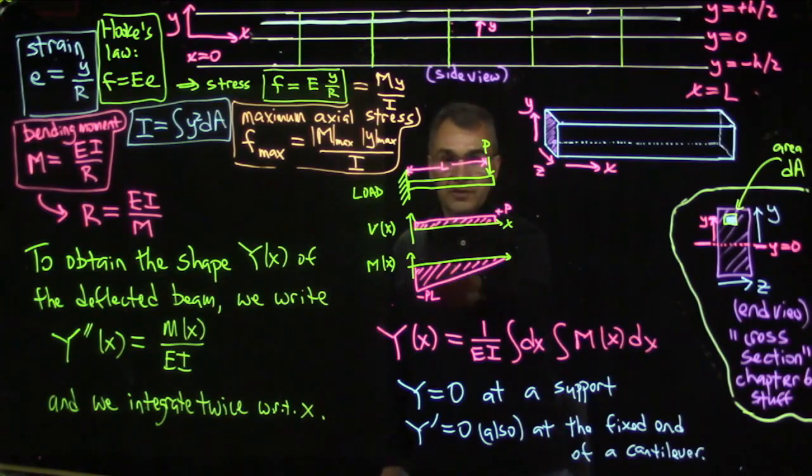And then the moment curve is the integral of this, and it has to be 0 at the free end. And it can be non-zero at this cantilever fixed end. So this is minus PL over here, and it's 0 over here. There's a positive slope. That makes sense. It also makes sense as a negative value because the beam is frowning.